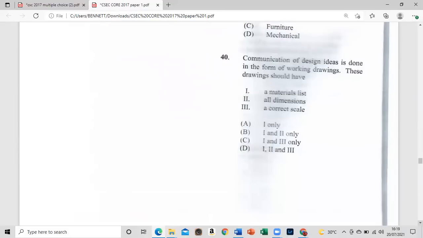So 40. Communication of design ideas is done in the form of working drawing. These drawings should have 1, a materials list, 2, all dimensions, 3, a correct scale. And according to the answer sheet, it should have all 3, all right? Makes sense though.